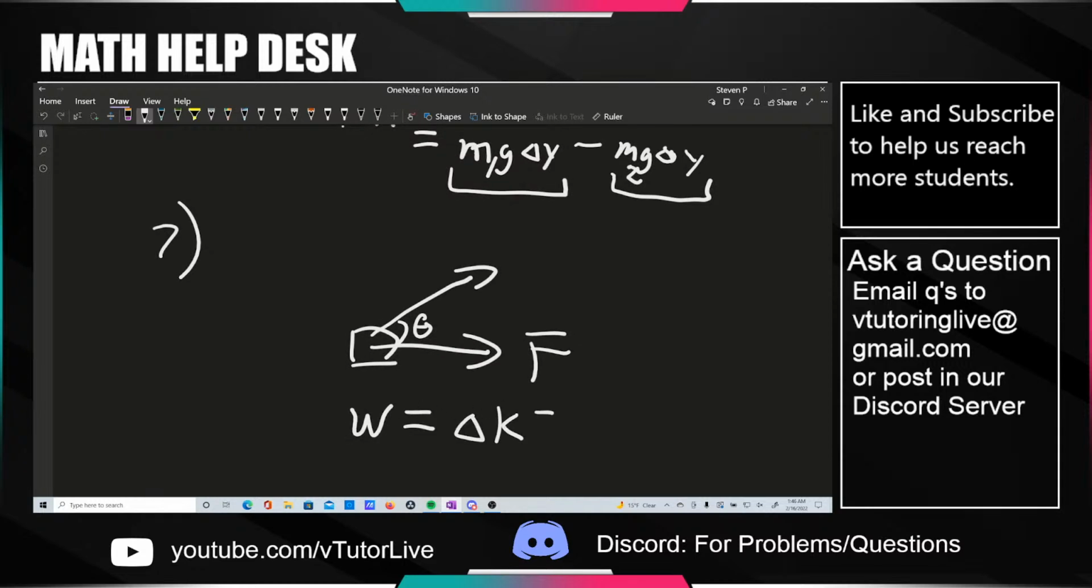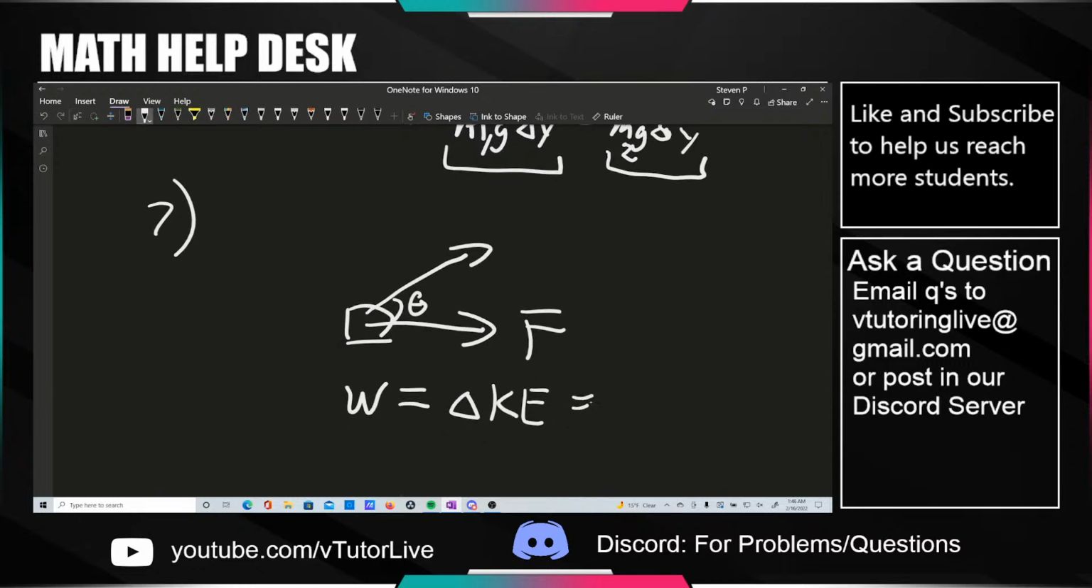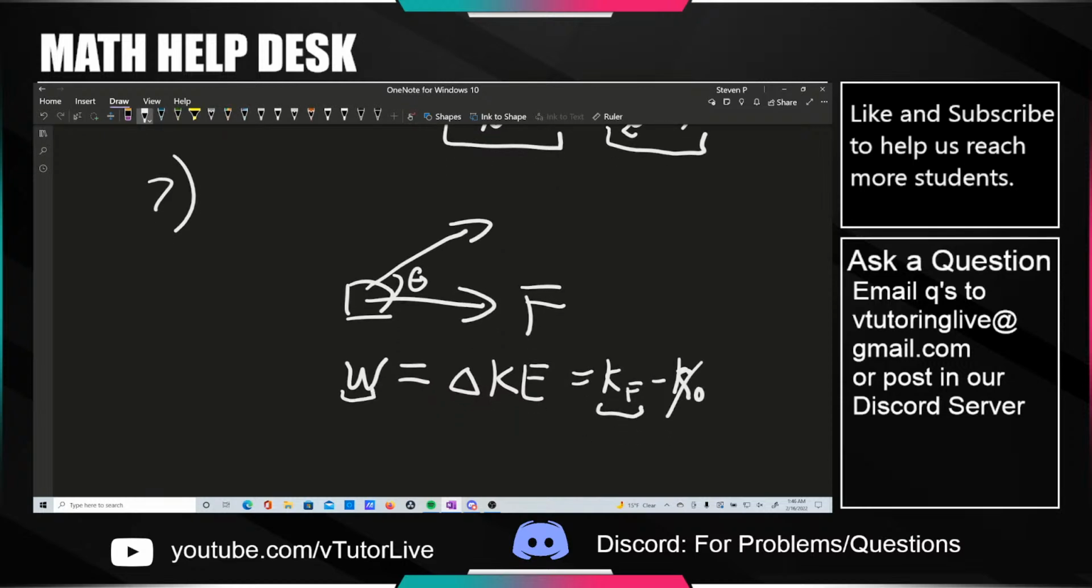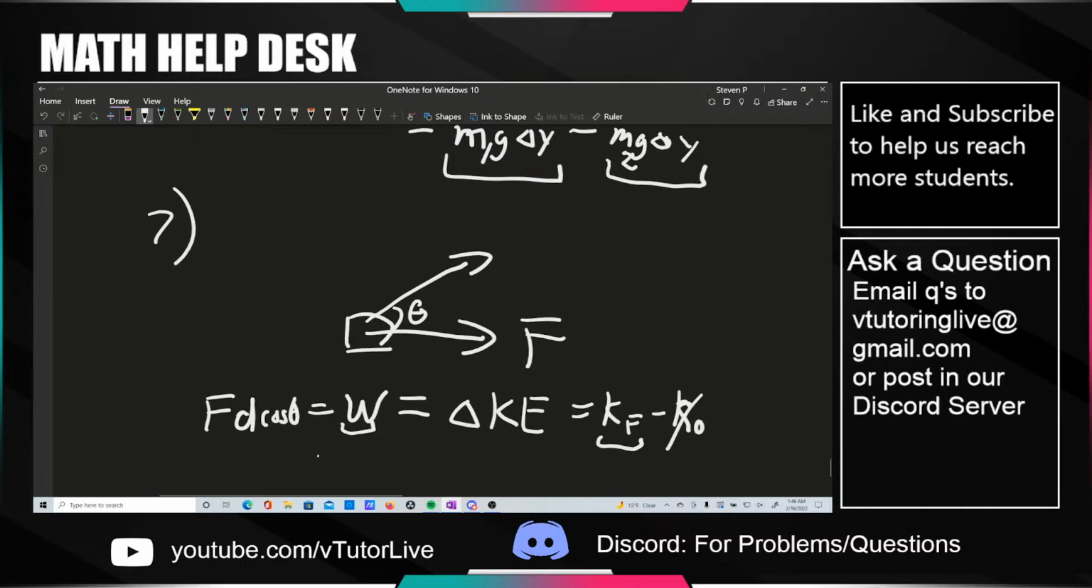So this is a situation where there's no potential energy involved in this problem, so work is equal to the change in kinetic energy. That's just K final minus K initial, and because it was at rest, everything is just going to be K final. So basically, if we can just figure out what work is using force times displacement times cosine theta, we're good.